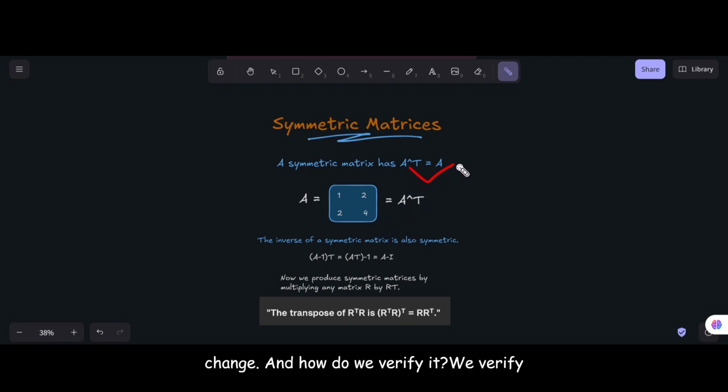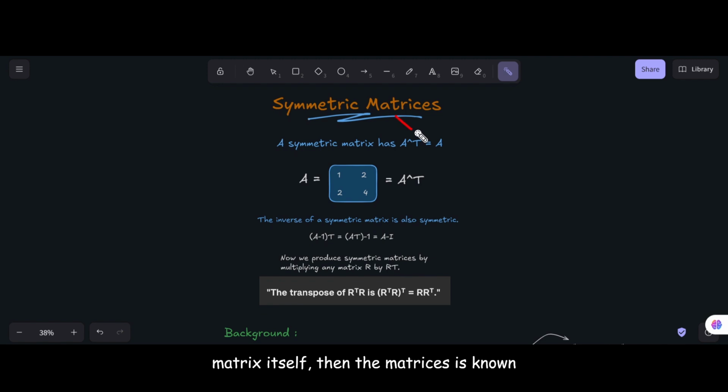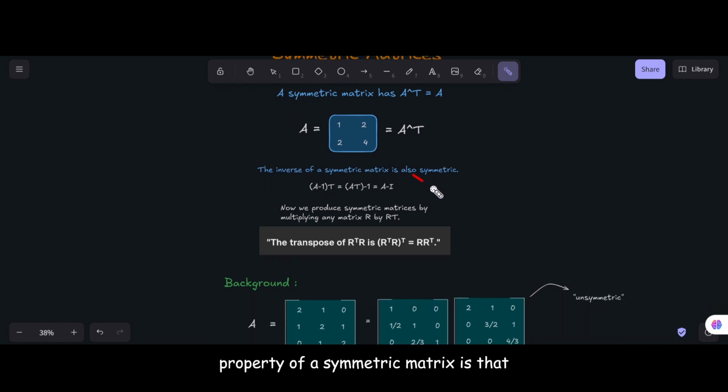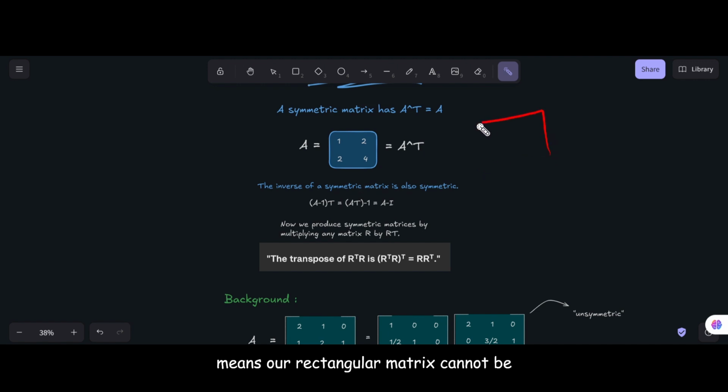And how do we verify it? We verify it through this equation. When the transpose of a matrix is equal to the matrix itself, then the matrix is known as a symmetric matrix. One key property is that if A is symmetric, then its inverse is also symmetric. If its inverse is possible, we will study later that not every matrix can have an inverse. This is a property of square matrices only, so a rectangular matrix cannot be symmetric.